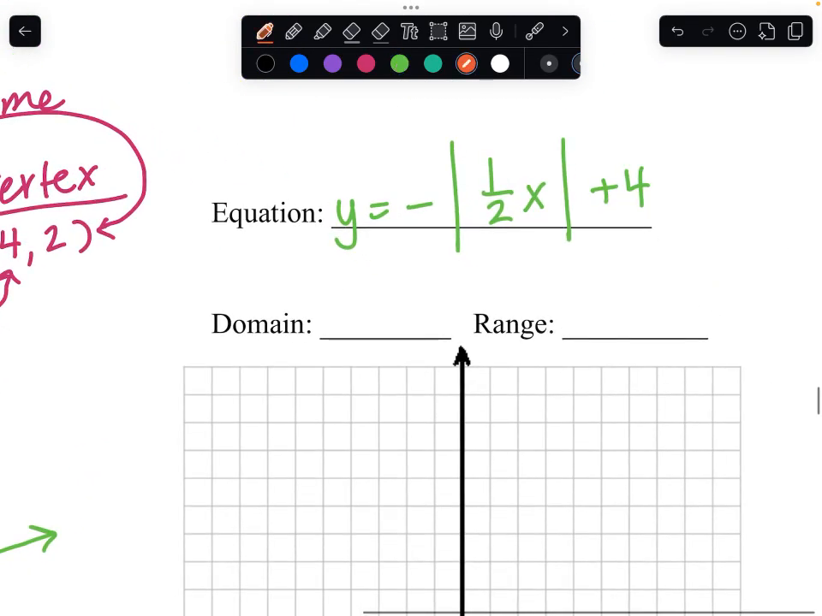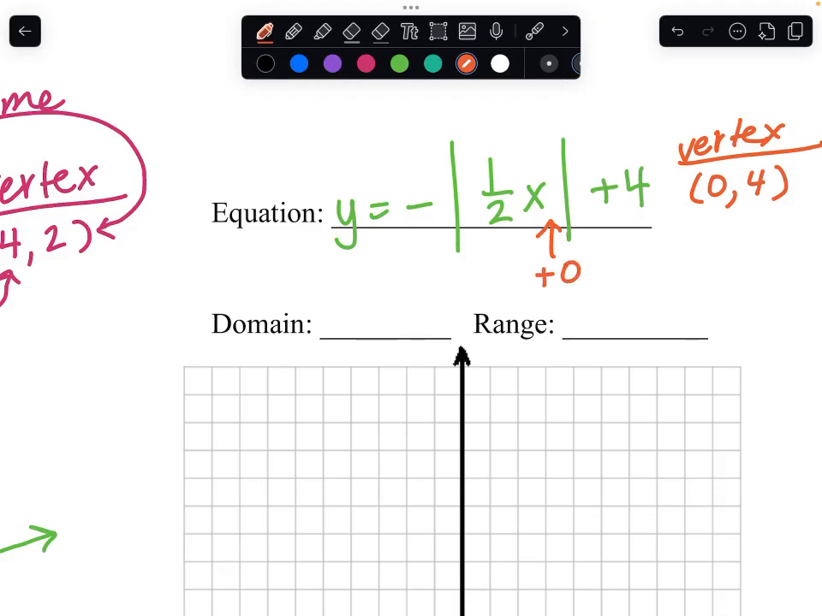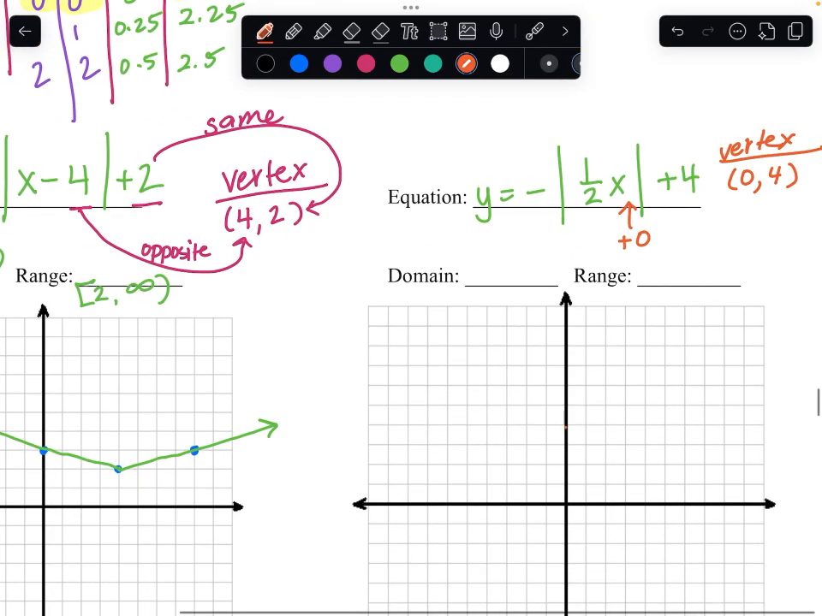And so our vertex is going to be 0, 4 because our h value is 0. And so 0, 4 is right here. And now our slope is taking both of these together and putting them together. So our slope is down 1, right 2. We're just, in a sense, going to reflect it over. We can actually do more points, so down 1, right 2, to get that graph.